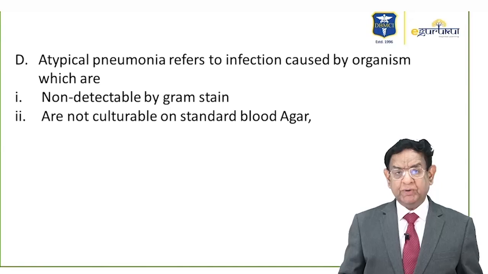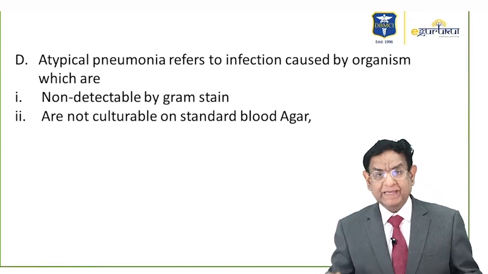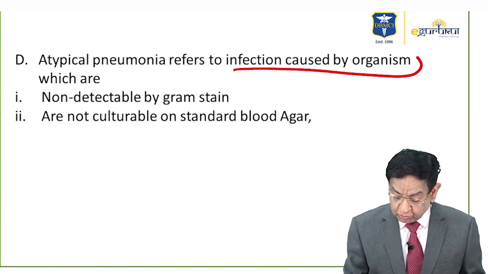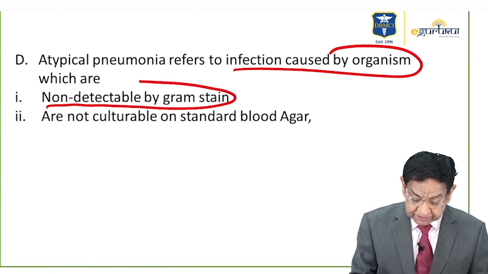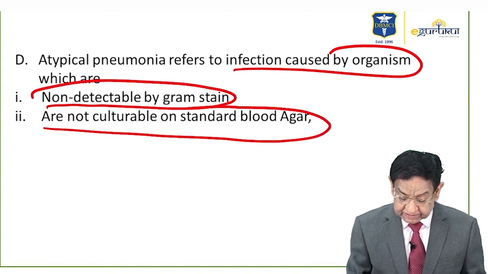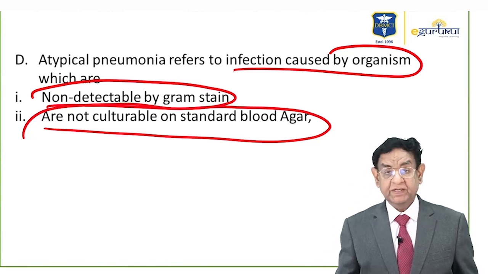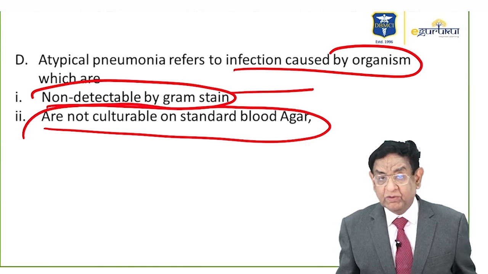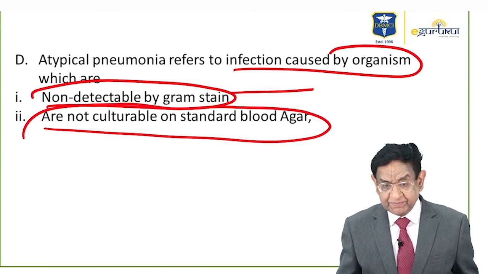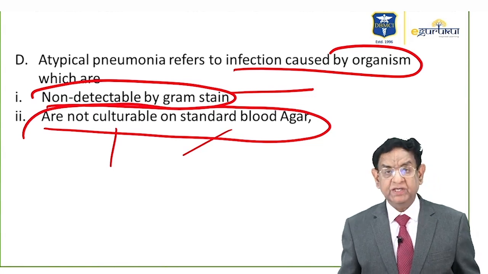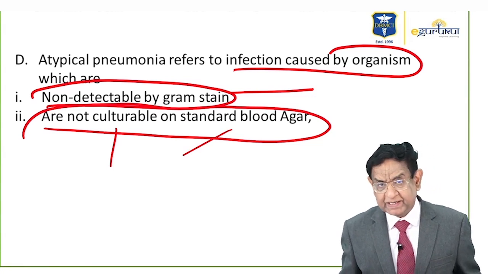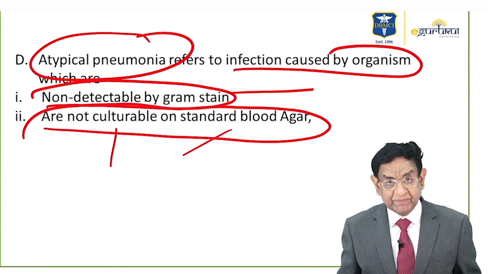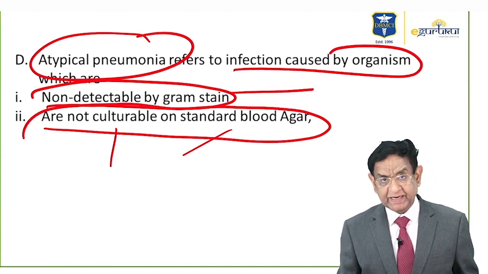Now we have been talking about atypical pneumonia. Lab-wise, what is the meaning of atypical? It is caused by infection by those organisms which are not detectable by gram stain and are not culturable on standard blood agar. Why are they not detectable by gram stain? That we know. There is no sputum at all. Alright, even if some little bit of sputum is there, even if you try to culture on standard blood agar, you will grow nothing. That's one more lab criterion by which we can say what we mean by atypical pneumonia. Although we have seen previously the comparison between typical and atypical pneumonias.